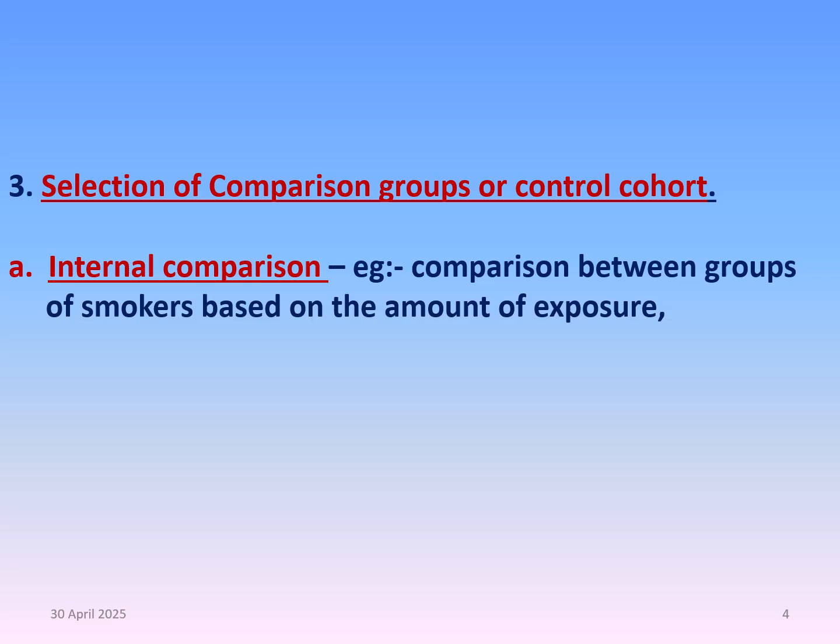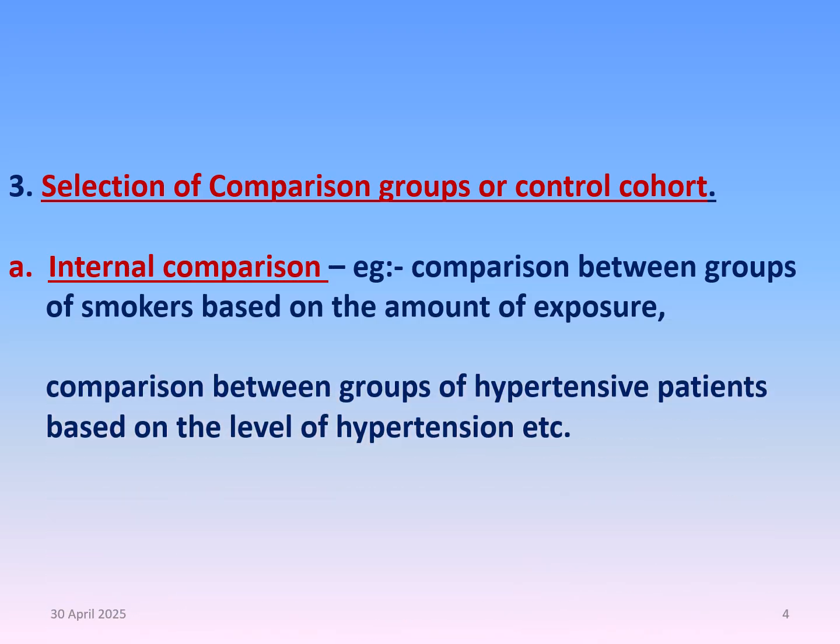Sometimes heavy smokers we can select as exposure cohort and mild smokers, or not heavy smokers, can be taken as comparison group or control group. That will be an example of internal comparison. Comparison between groups of hypertensive patients based on level of hypertension. So severe hypertension can be taken as exposure cohort and mild hypertension can be taken as control cohort. That's an example of internal comparison.